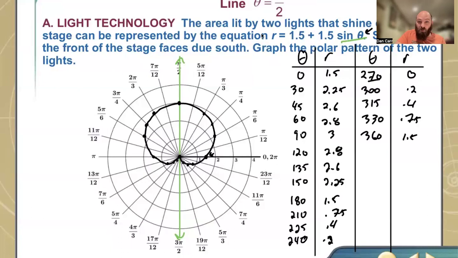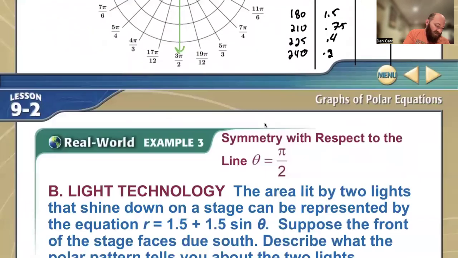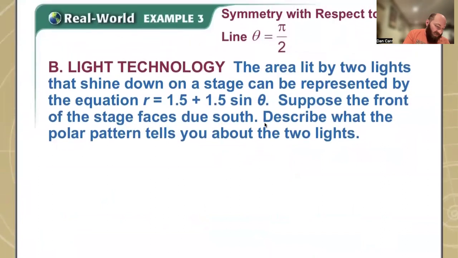Again, you're going to fill in a chart and take it step by step. So with that in mind, we're going to answer a follow-up question. If you look at the graph of that line, let's take a look. The area lit by two lights. Suppose the front of the stage faces due south. Describe what the polar pattern tells you about the two lights.